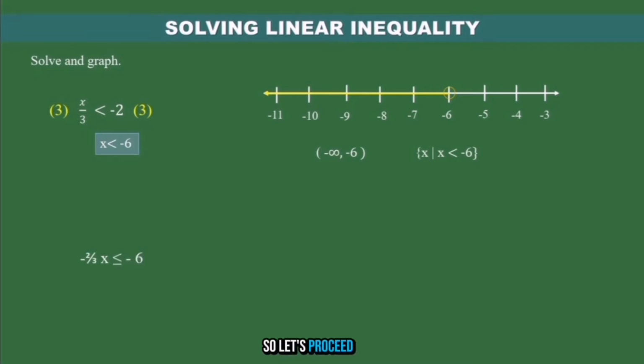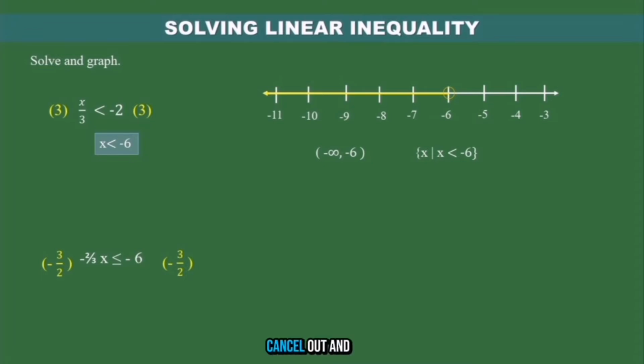So let's proceed to the next example. We have negative 2/3 x less than or equal to negative 6. To isolate x, we need to remove the fraction negative 2/3. We can do this by multiplying both sides by the reciprocal of negative 2/3, which is negative 3/2.